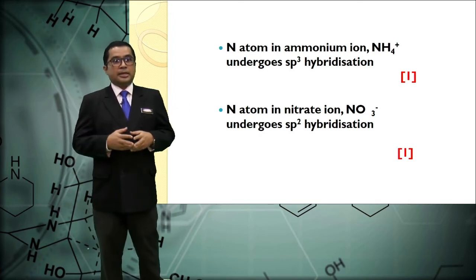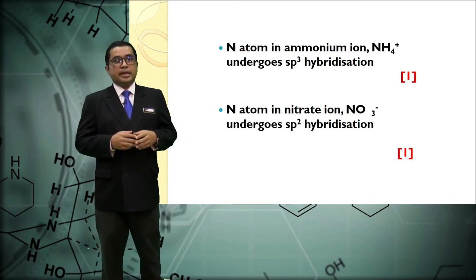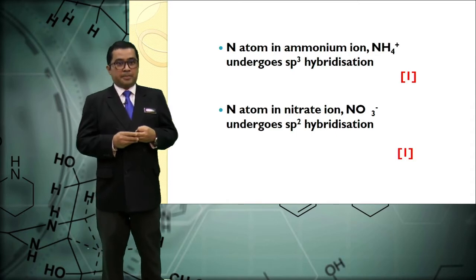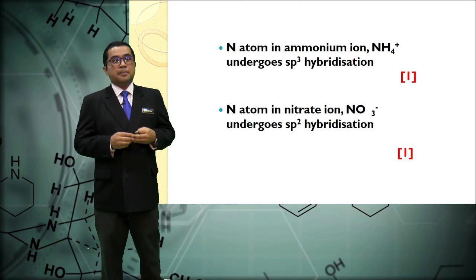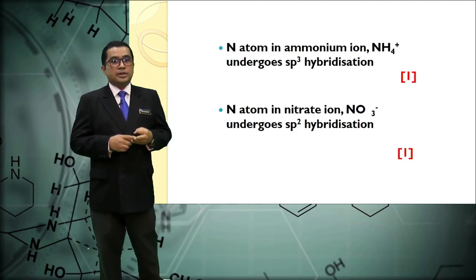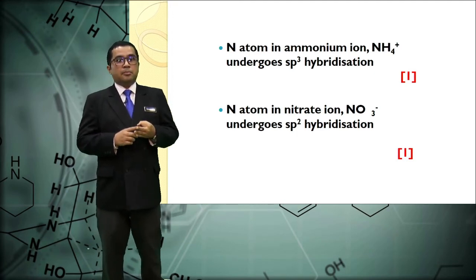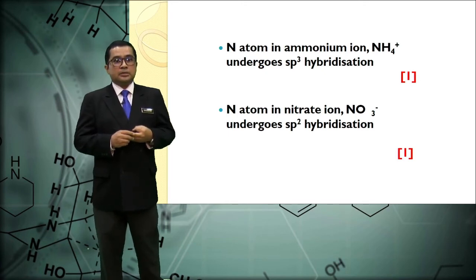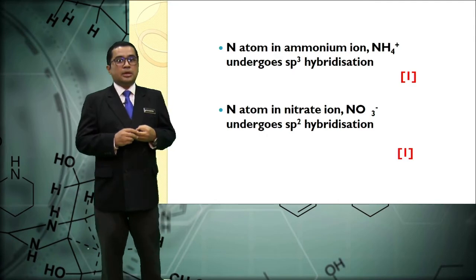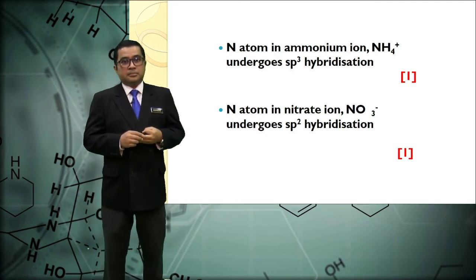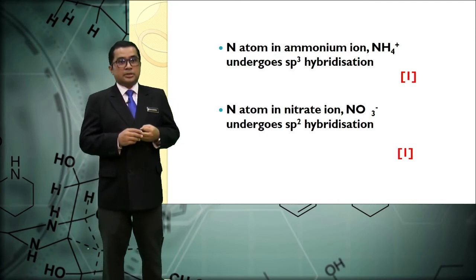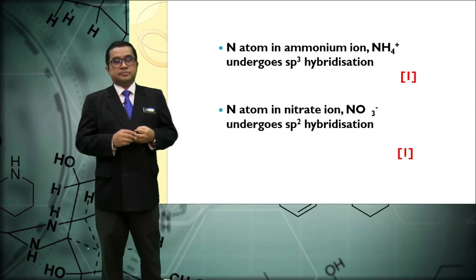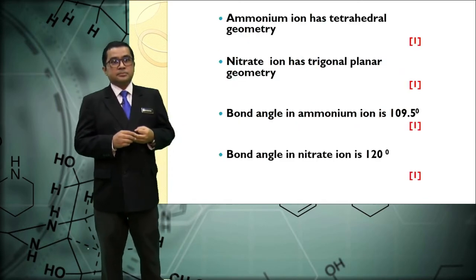Do you know that? Okay, so the nitrate ion only has 3 bond pairs. You don't have to count the pi bond; you only count the sigma bonds, so it has 3 sigma bonds. So the N atom in the nitrate ion will undergo sp2 hybridization. We go to the next question, or the next answer.